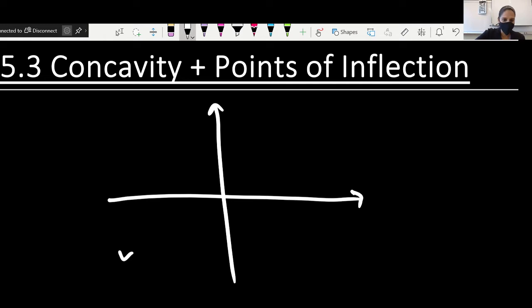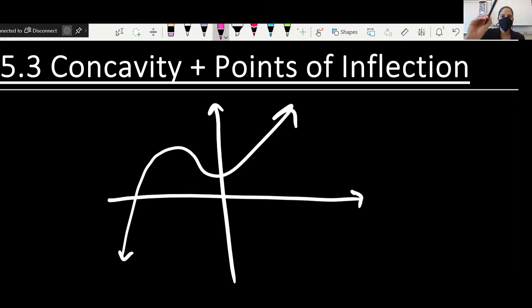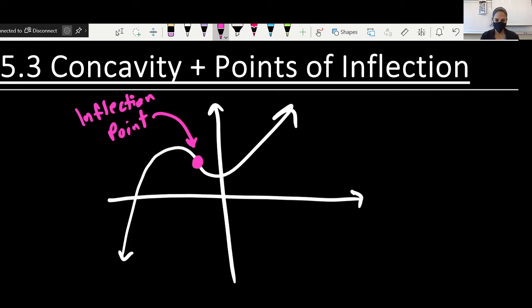So if we have a graph that looks something like this, and we are interested in, let's say, this point here. That point we would call the inflection point, or I could say point of inflection, same thing, doesn't matter how you say it. And that is the point where the function changes concavity. So it goes from concave up to concave down.